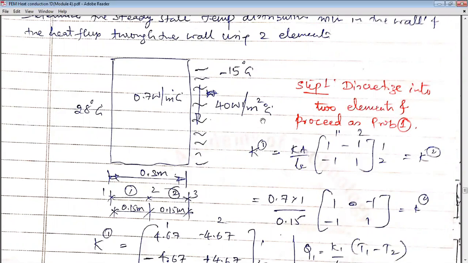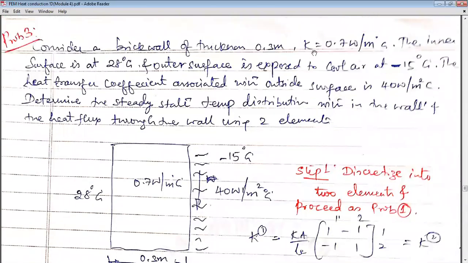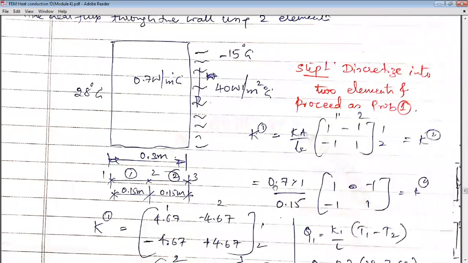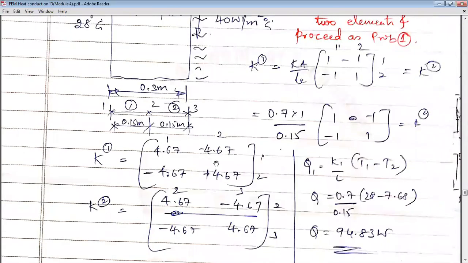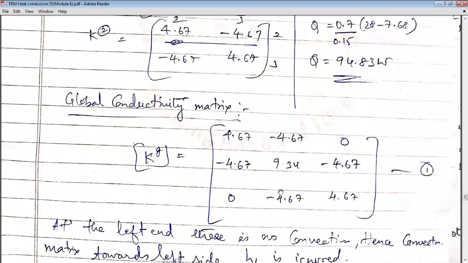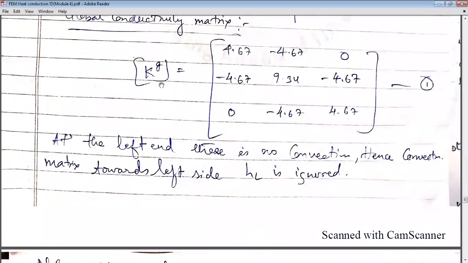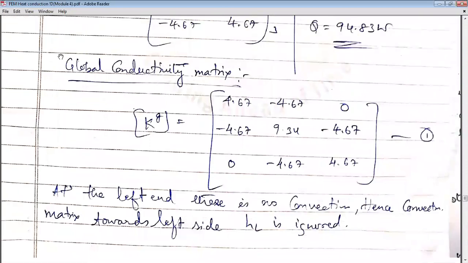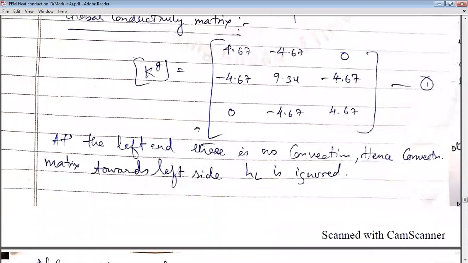See, in this problem, no data is absent. Everything is crystal clear. So K1 is given. So K is the same for both. So you'll write K1 and K2. And then once you get K1, K2, get the K global. It's not the structural global matrix, it's the global conductivity matrix. You have to speak in these terms only for conduction, conductivity matrix.